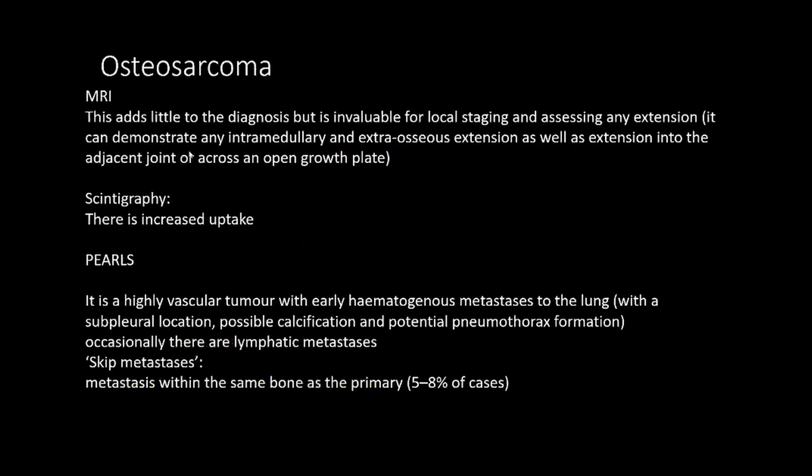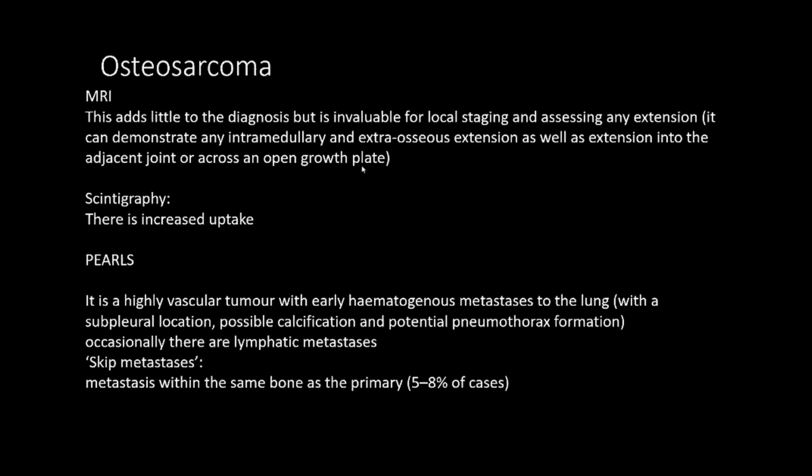Osteosarcoma in the MRI, it adds little to the diagnosis, but it is invaluable for local staging and assessing any extension. It can demonstrate any intramedullary and extraosseous extension, as well as extension into the adjacent joints and across an open growth plate. Osteosarcoma is a highly vascular tumor with early hematogenous mets to the lung. First presentation for the osteosarcoma could be pneumothorax.